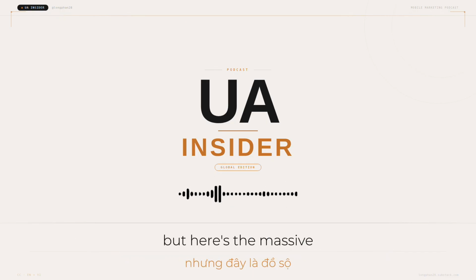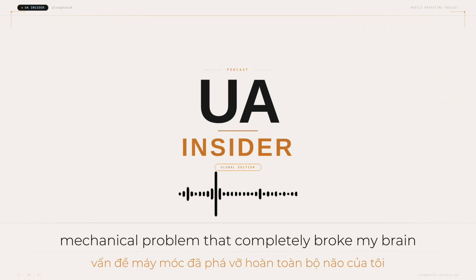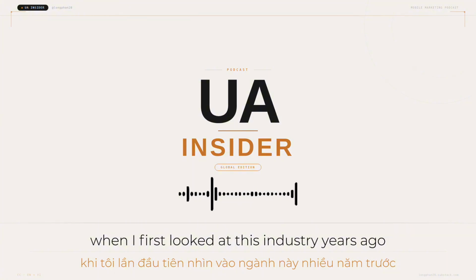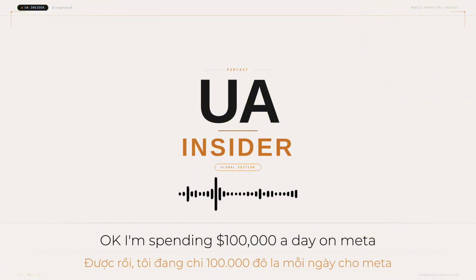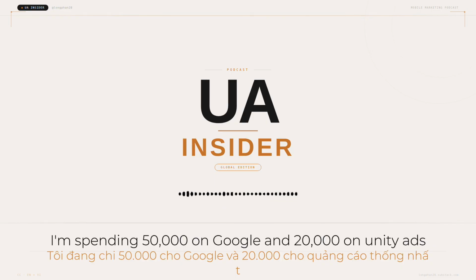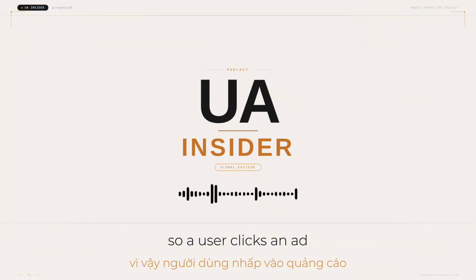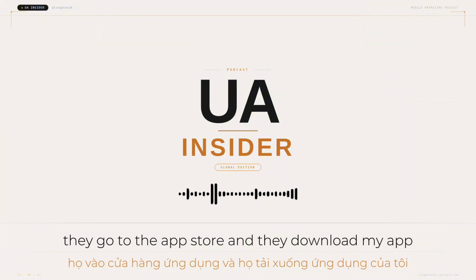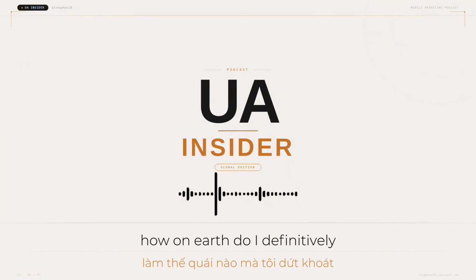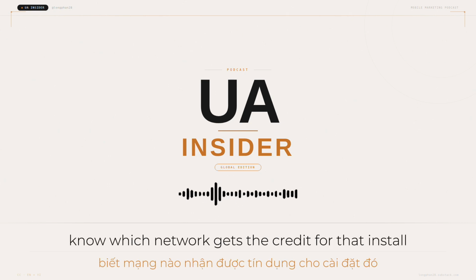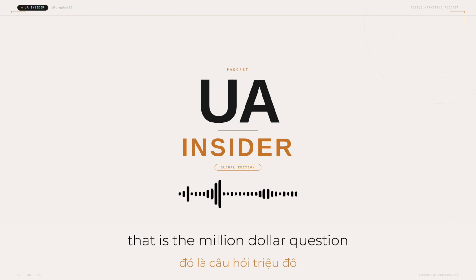But here's the massive mechanical problem that completely broke my brain when I first looked at this industry years ago. Let's say I'm a publisher, okay? Okay. I'm spending $100,000 a day on Meta. I'm spending $50,000 on Google and $20,000 on Unity ads. A decent daily spend. Right. So a user clicks an ad, they go to the App Store, and they download my app. How on earth do I definitively know which network gets the credit for that install? That is the million-dollar question.